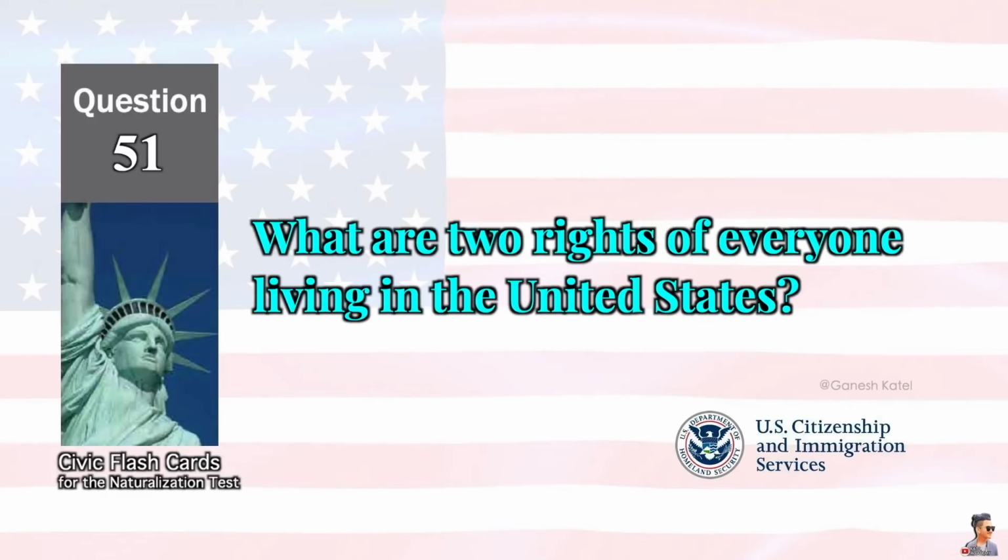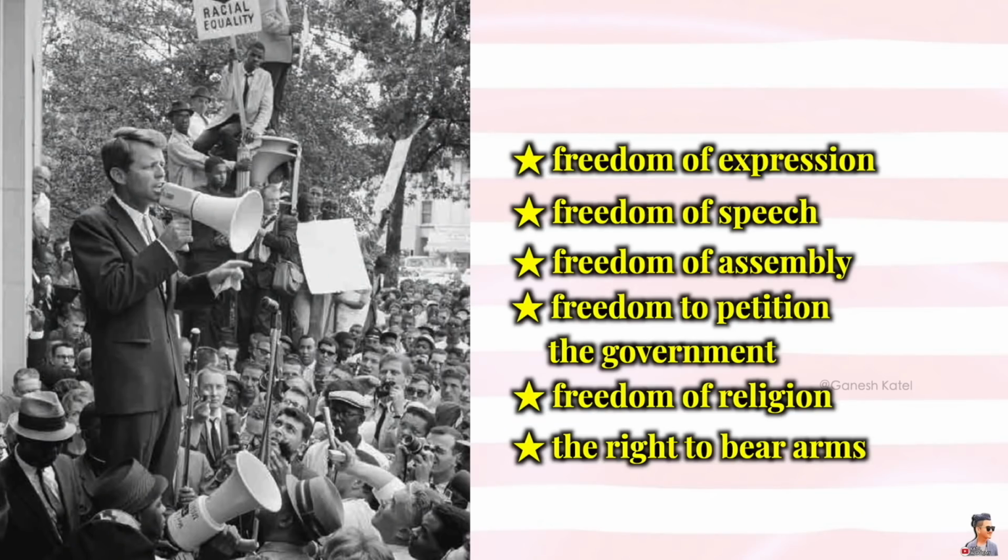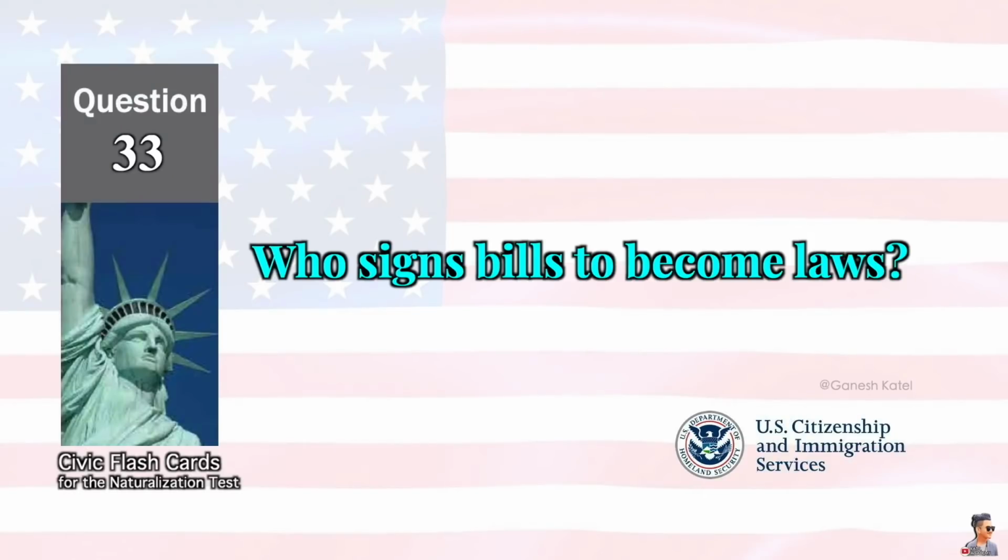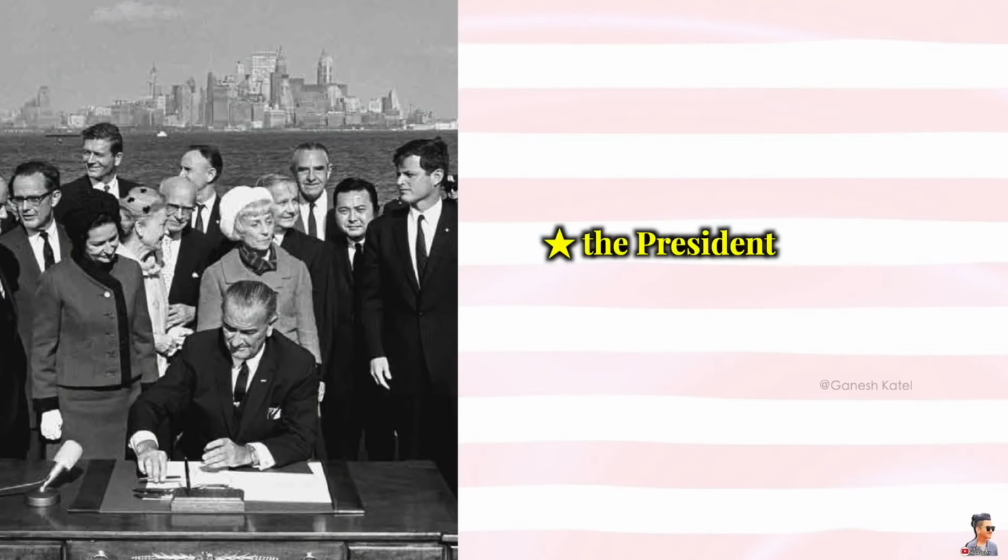What are two rights of everyone living in the United States? Freedom of expression. Freedom of speech, freedom of assembly, freedom to petition the government. Freedom of religion. The right to bear arms. Who signs bills to become laws? The President.